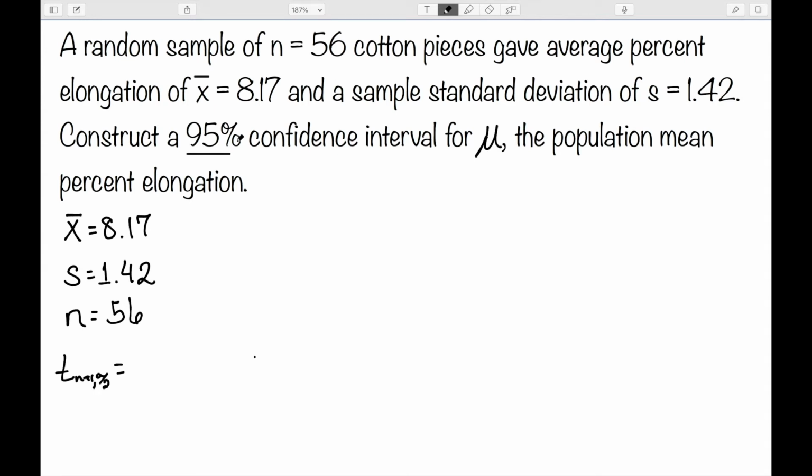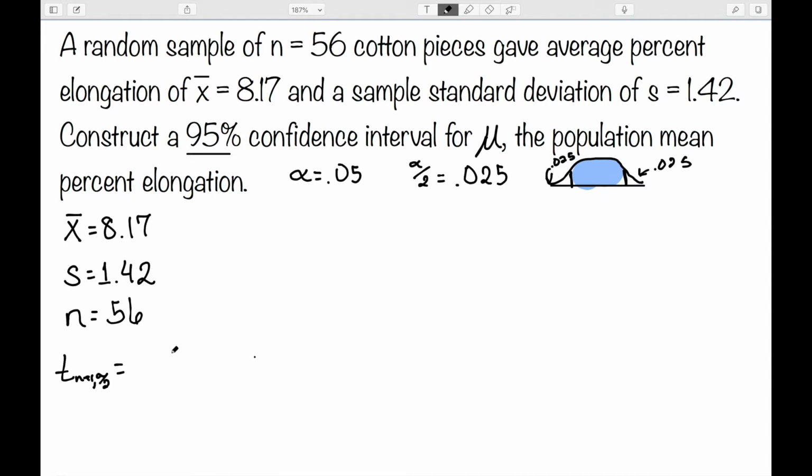We do want a 95% confidence interval, so that tells me alpha is equal to 0.05. So alpha over 2 would be 0.025. The idea is if I have this distribution, I'm trying to find these values here that would give 95% of the data in here. So that tells me there's 5% not shaded, 0.025 in this tail, and 0.025 in this tail.